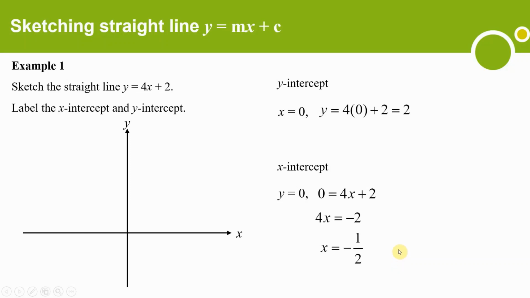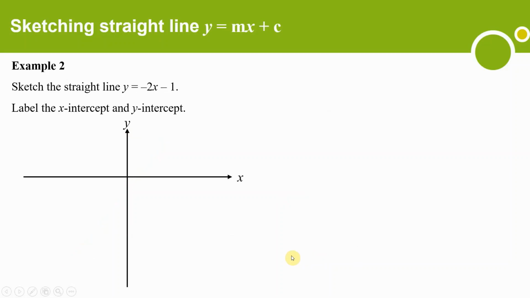So now we have 2 points that we already have. One is (0, 2), the other one is (negative half, 0). So we can just draw a straight line passing through these 2 points. So let's check again. When x equals 0, y is 2. So this is my y-intercept. And when y is 0, x is negative half, which is here. Now this need not be in scale. This is just sketching. So this is a practice to sketch straight lines.